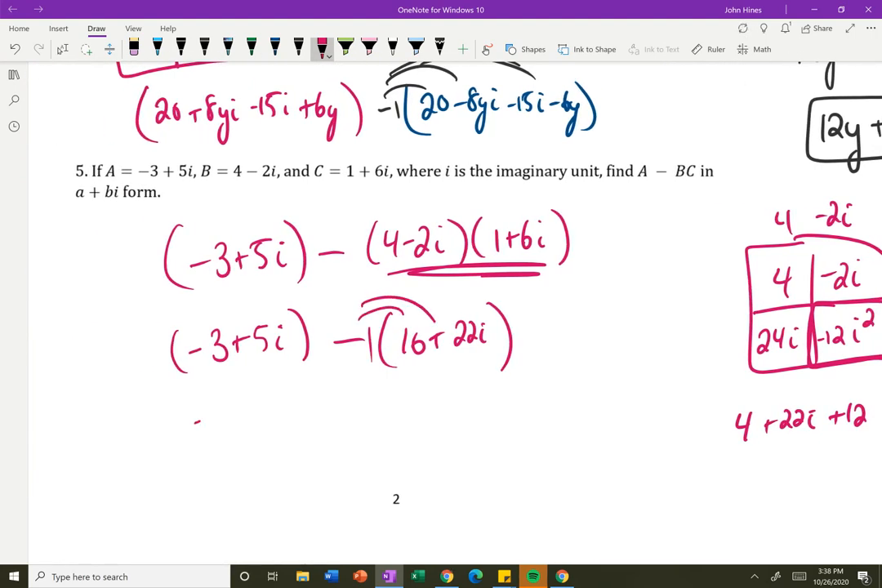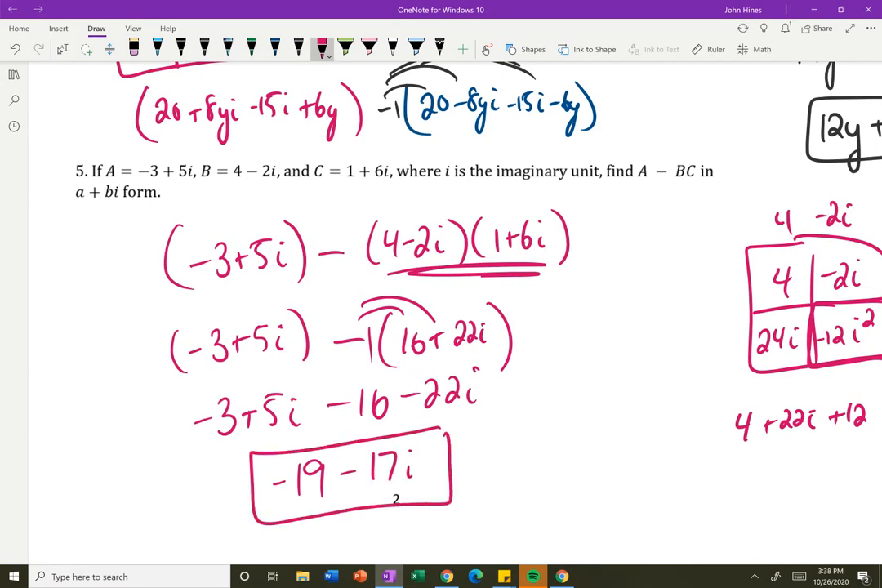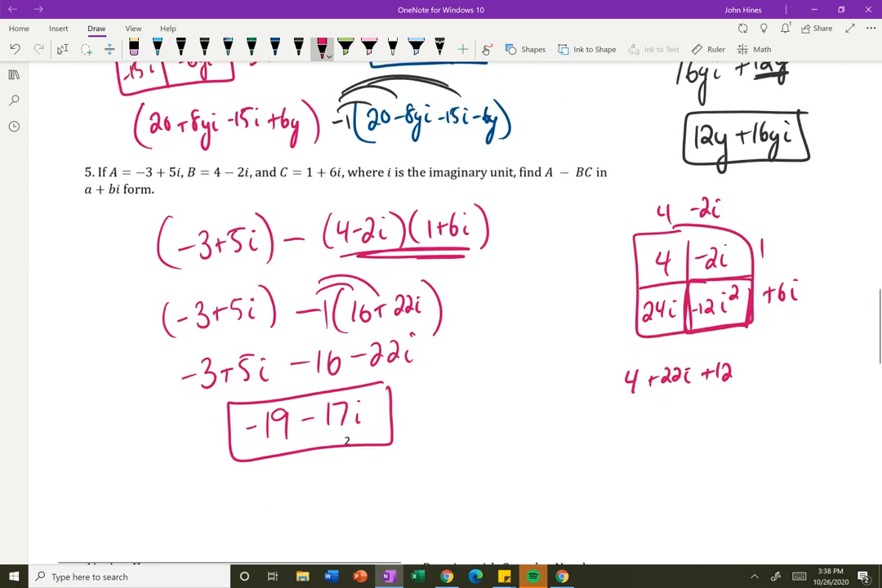So I've got to do a little distribute, and then combine like terms. Negative 19 minus 17i. Okay, so that one wasn't too bad. You just had to find the product, then distribute that negative sign through.